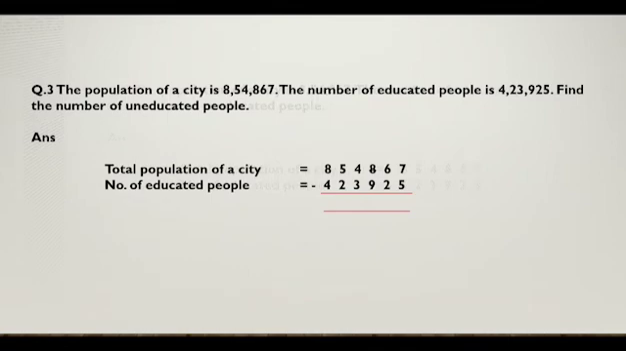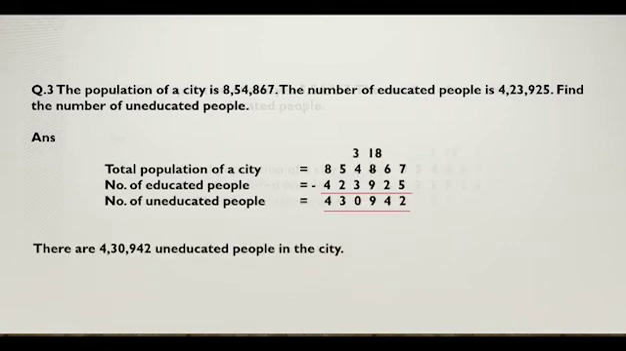Total population in the city is 8 lakh 54,867. Number of educated people is 4 lakh 23,925. We will subtract both the numbers and get the number of uneducated people. So there are 4 lakh 30,942 uneducated people in the city.